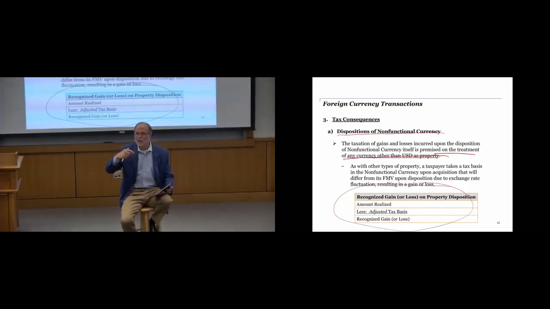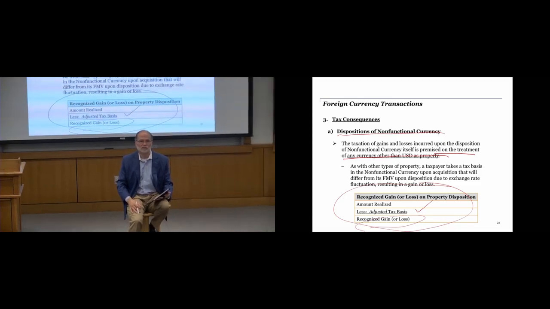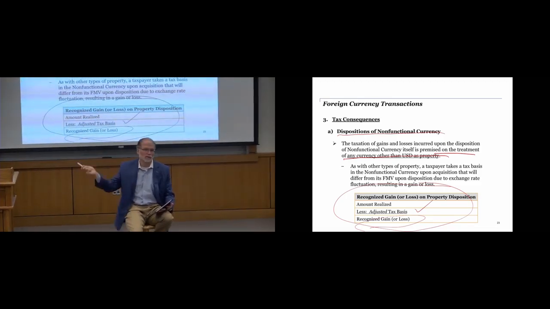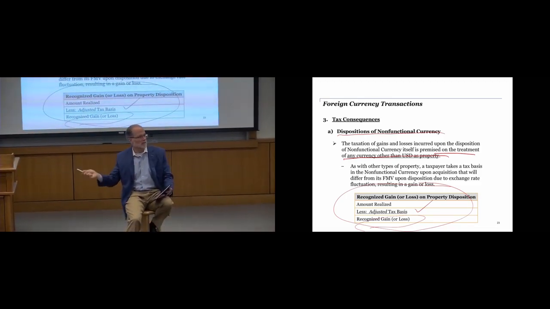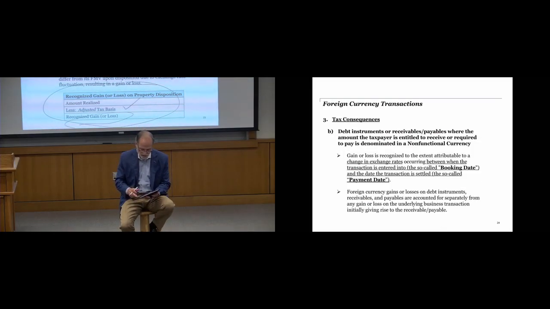What was my basis in that non-functional currency that I disposed of? I adjust the tax basis. That's going to be my recognized gain or loss. No different than if I sold a 1231 asset, sold a piece of land, sold anything else, right? I got an amount realized, adjusted basis, gain or loss. Okay, so don't get distracted because it's currency, it's not U.S. dollars. So it constitutes property in the tax code.